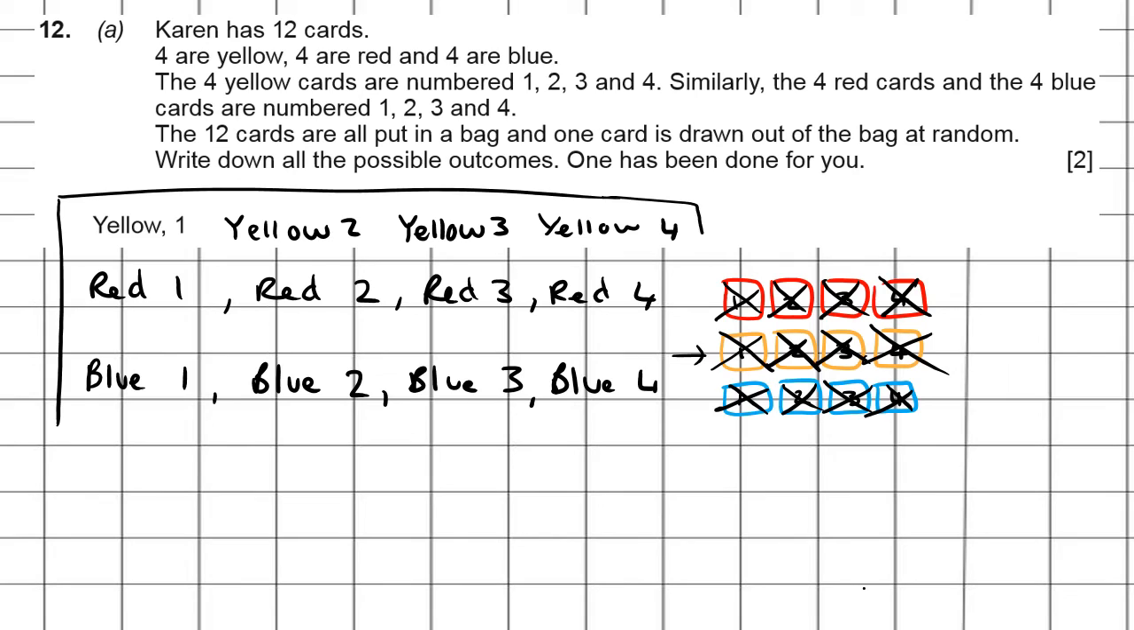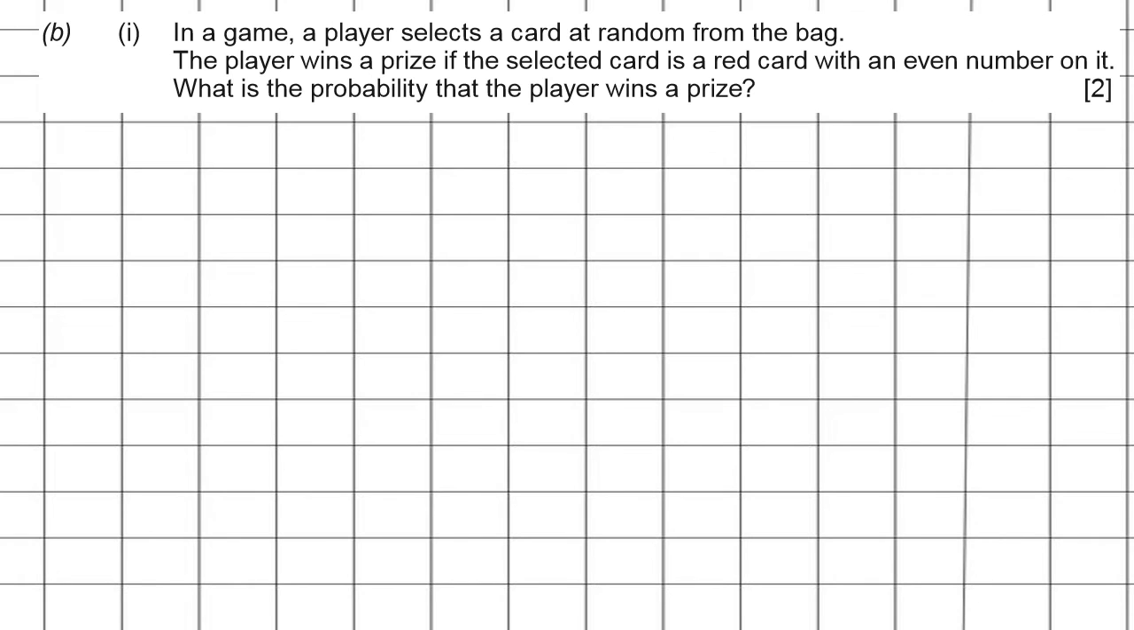And just to check, are there 12 outcomes? 1, 2, 3, 4, 5, 6, 7, 8, 9, 10, 11, 12. So therefore, yes. Part B, I. In a game, a player selects a card at random from the bag. The player wins a prize if the selected card is a red card with an even number. So back to our red cards, numbered 1, 2, 3, 4.